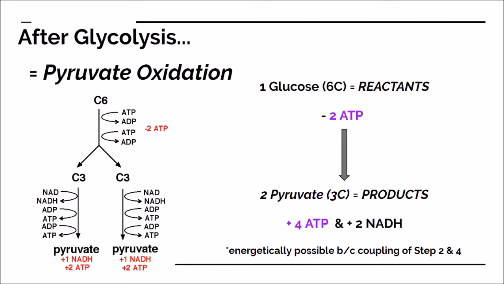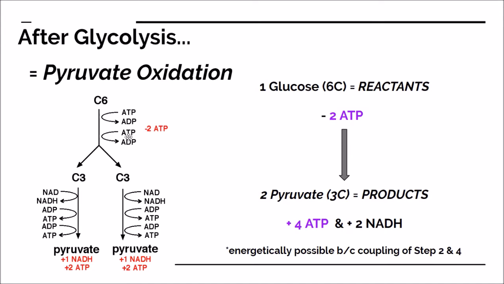So when it comes to pyruvate oxidation, it happens right after glycolysis. If you think back to glycolysis, you have all these little steps that start off with a 6-carbon sugar, glucose, and you break it down into two 3-carbon molecules called pyruvate. So you get two 3-carbon products called pyruvate.